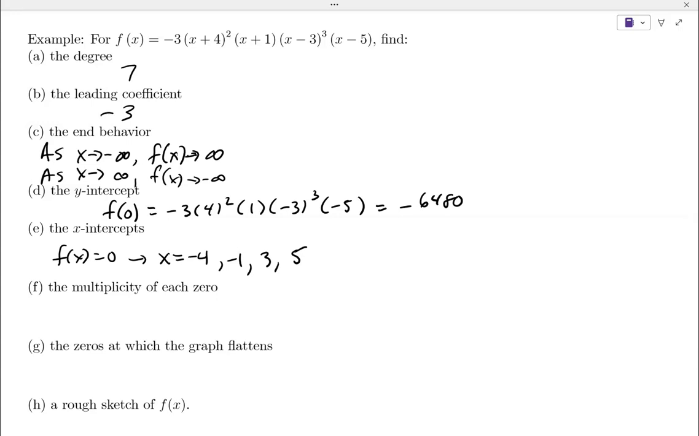So technically, we should be writing each of these answers as points, since it's asking for intercepts, and intercepts are points. So since we came up with f of 0 is -6480, what point does that tell us is on the graph? Good. Yeah, 0 comma -6480, right? That's what it means to be a y-intercept. The x-coordinate is 0. The y-coordinate is where it crosses the y-axis.